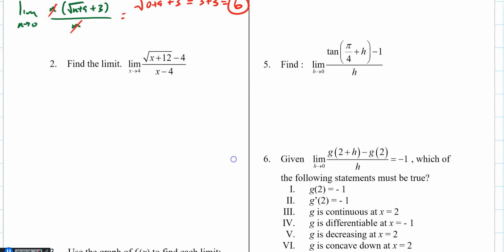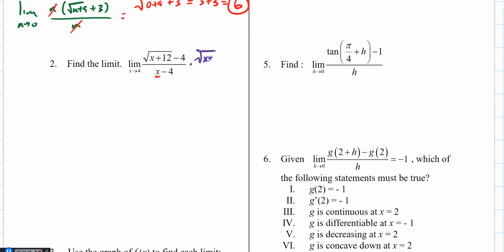Number 2, same thing, I'm going to try to plug in a 4, but this time plugging in a 4 is going to give me a 0 on the bottom. Again, that's going to be bad, so I'm going to have to find something else to do. We could multiply by the conjugate of the denominator, but that's not going to help us. So instead, we're going to multiply again by the conjugate of the numerator.